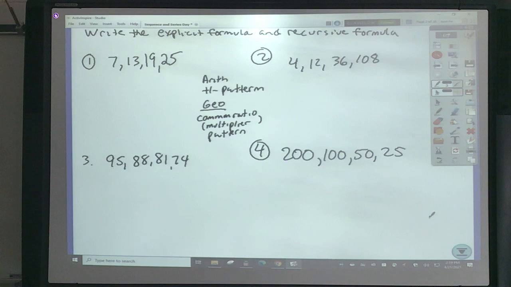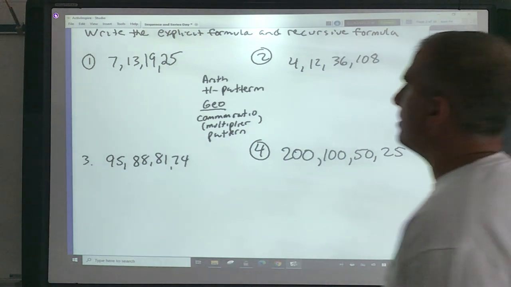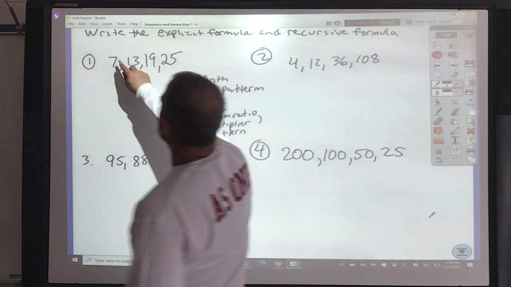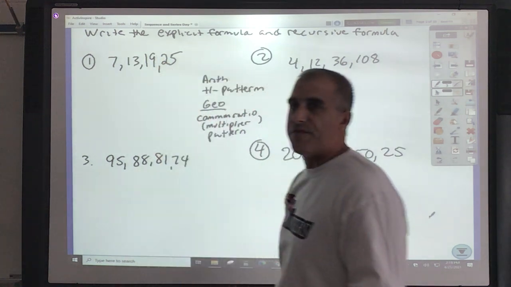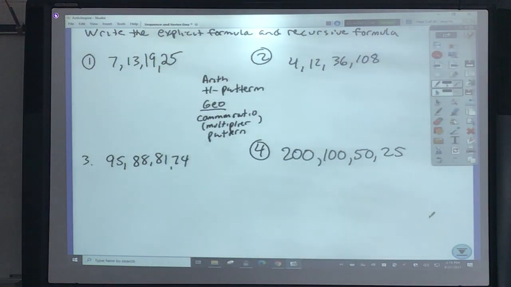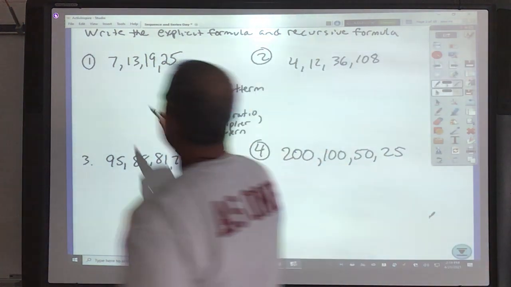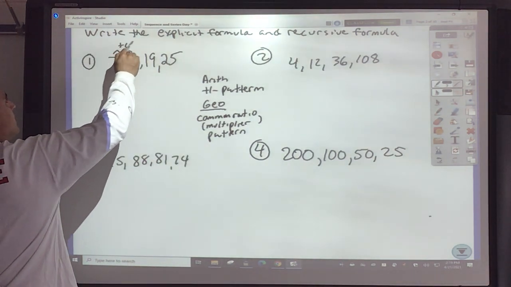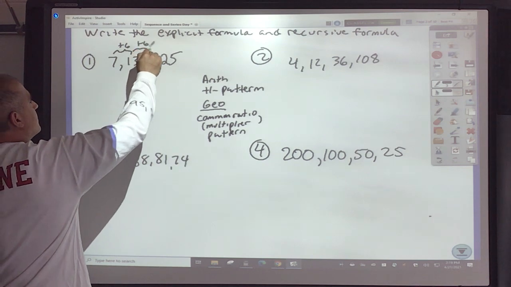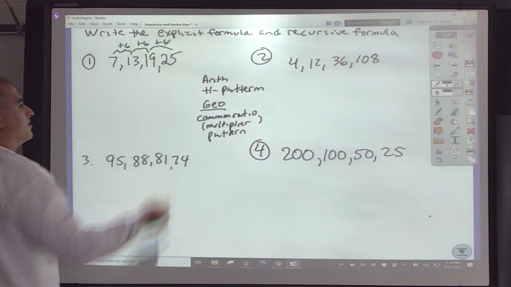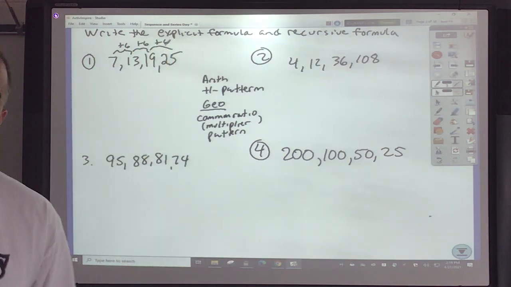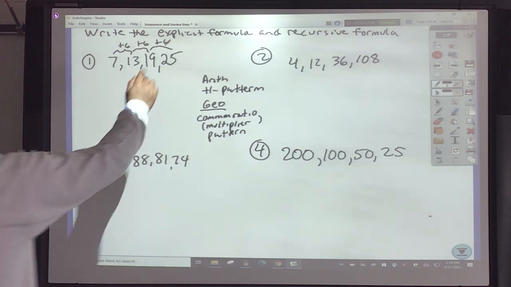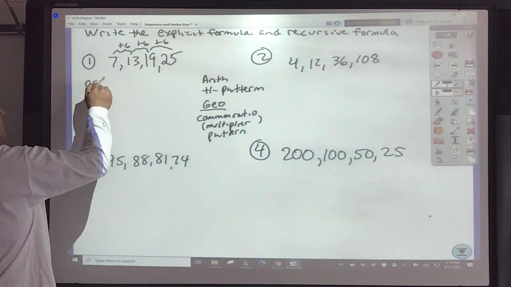When you're looking at arithmetic, you want to look to see if there's a common difference, like they're being added by the same number. In this case, this is plus 6, this is plus 6, and this is plus 6. So this is going to be an arithmetic one.